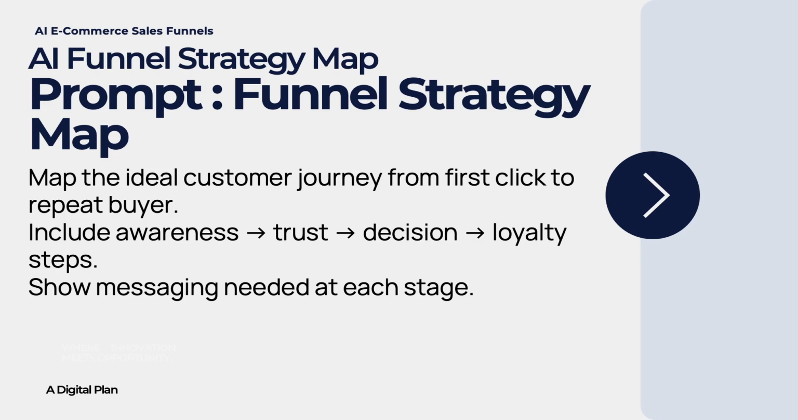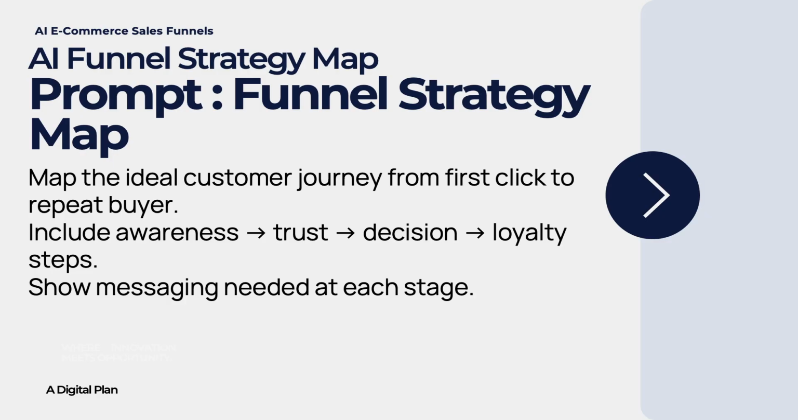Right, we're now on sales funnels. So this is AI funnel strategy. Prompt: funnel strategy map. Sales funnels have to be a series of pages, email, etc. So map the ideal customer journey from first click to repeat buyer. Include awareness, trust, decision, loyalty steps. Show messaging needed at each stage.